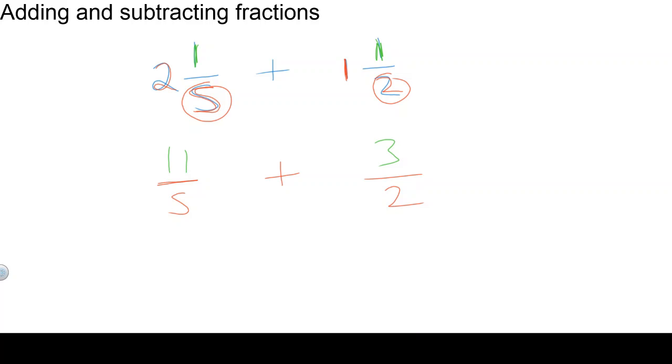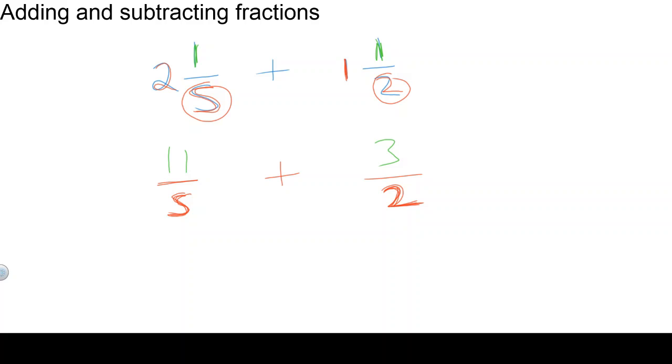Now if you look at the denominators over here, slightly tricky because see this 5 over here, you can't multiply the 5 by something to give you a 2, and likewise for this 2 over here, you can't multiply this 2 by something to give you a 5, other than obviously decimal numbers.